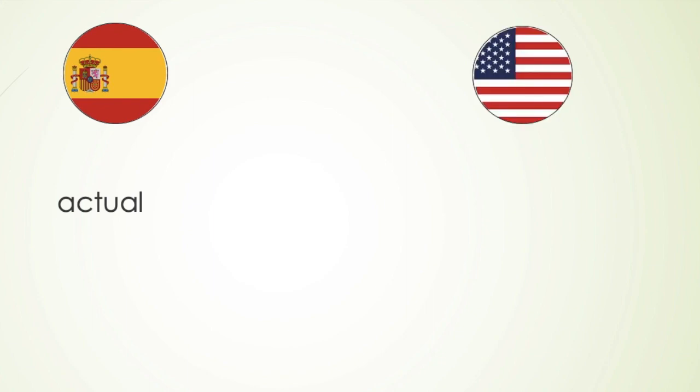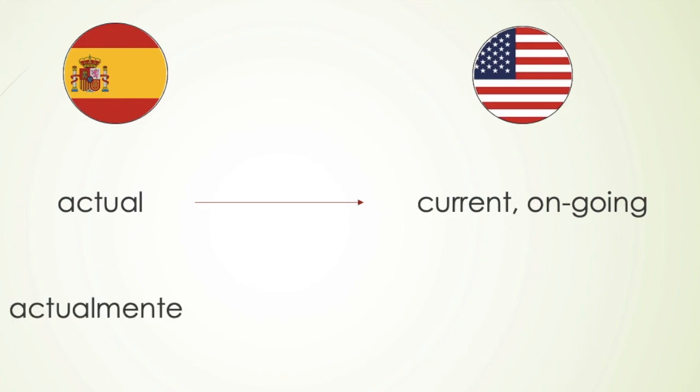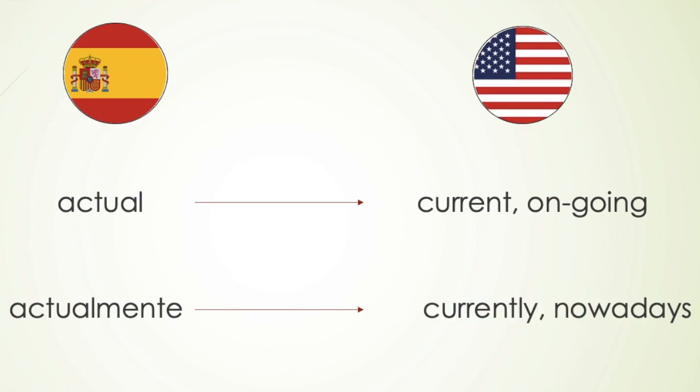The second word is actual o actualmente. Actual en español significa algo relativo al presente. But in English, it is current or ongoing. And actualmente significa en el presente. But in English, it means currently. So what could be the problem here?